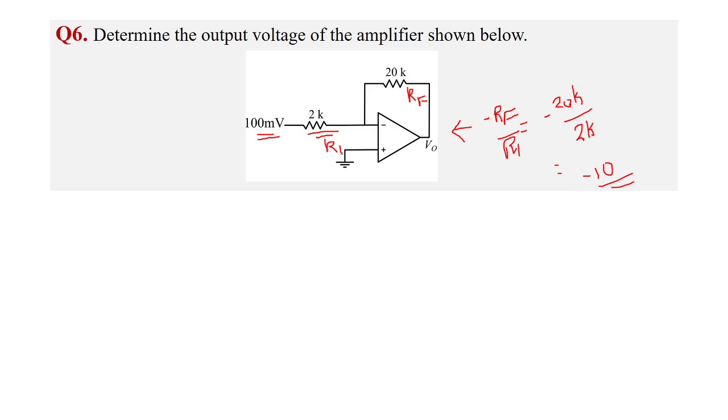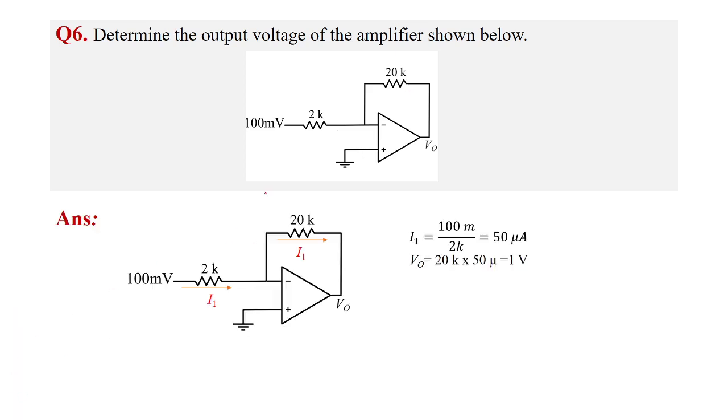So we just need to multiply the input by the gain. So we'll get 100 milli into 10, so it will be 1000 millivolt, or 1 volt. Okay, so this is a simple inverting amplifier configuration. So that is solved here.